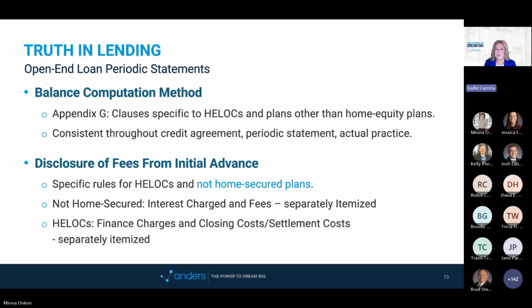That's typically located on the back of the statement paper, that stock paper. And then we have to make sure that's consistent with our bank's actual practice. If we are going to say on our credit agreement that we're going to first subtract fees and unpaid finance charges from the balance before we calculate interest, we need to make sure that our actual core system can do that and that it's consistent with the bank's actual practice.